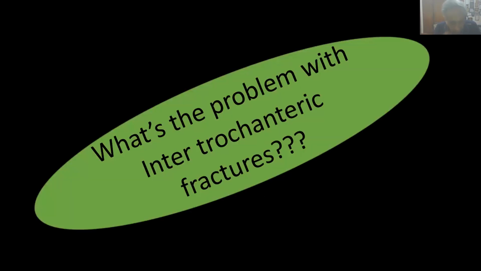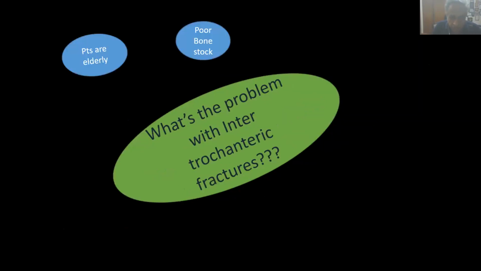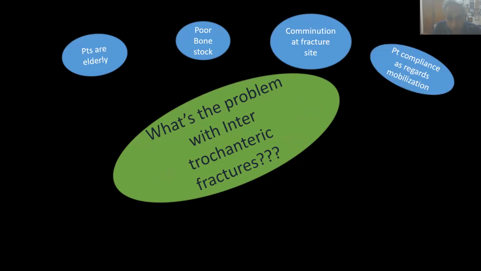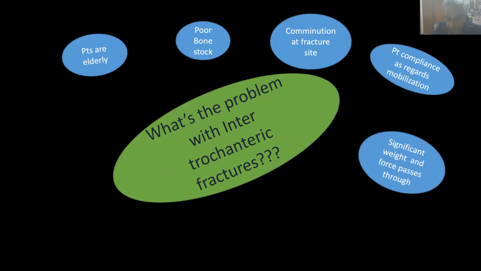So what's the problem with intertrochanteric fractures? Well, there's not one. There are actually too many problems. One is that most of the patients are very elderly. The bone stock is very, very poor. There's a lot of comminution at the fracture site. The patient compliance as regards mobilization is very poor. So you can't really give them instructions like partial weight bearing or toe touch bearing. Most of them will take the weight just as they can because they're not able to balance themselves.